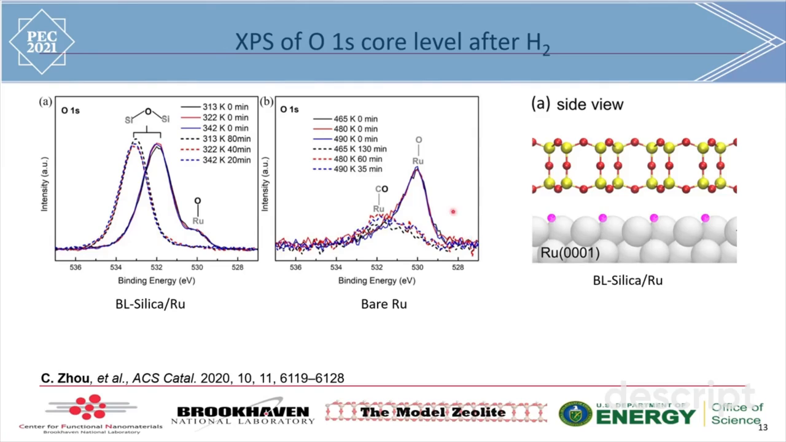So you can see on the left, we have before and after dosing hydrogen to bilayer silica on ruthenium, and on the right, we have the reaction on bare ruthenium. As you can see, in both cases, the chemisorbed oxygen is consumed at the end of the reaction. However, you can notice that the temperature range for the same reaction on two different surfaces is very different, where on bilayer silica ruthenium it requires much lower temperature compared with bare ruthenium.